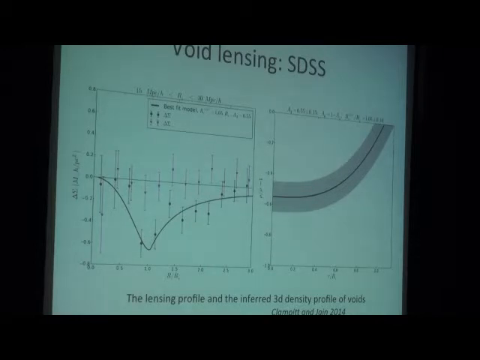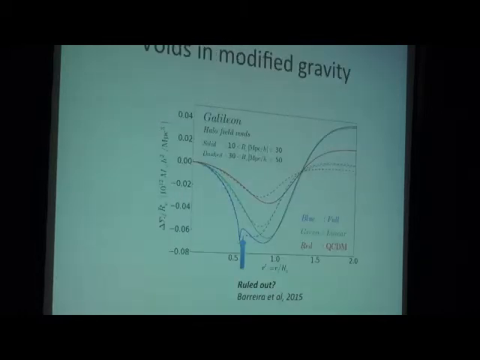This signal is 10 to the minus 4. Imagine a galaxy whose shape is elongated into an ellipse with axis ratios 1 to 0.999. So statistically, we are able to measure these really tiny signals.